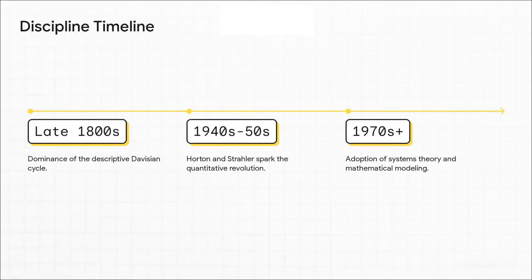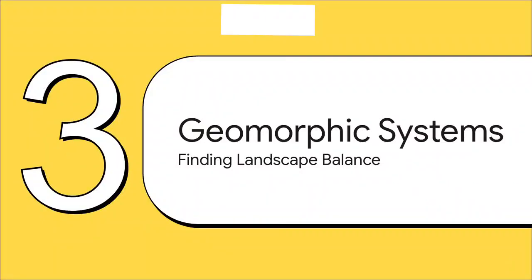Just look at how this builds over time. Starting from those early descriptive theories in the late 19th century, we transitioned through the 1940s and 50s. That's when scientists like Horton and Strahler sparked the quantitative revolution, replacing basic descriptions with hard math. And that leads right up to the 1970s and beyond, bringing us to the modern era of systems theory and advanced mathematical modeling.